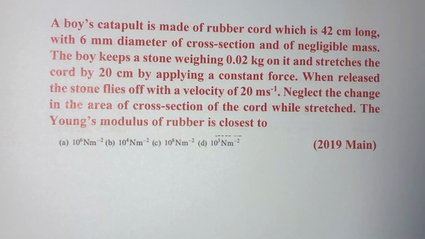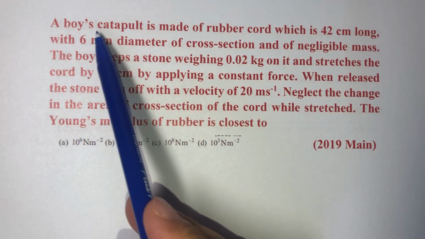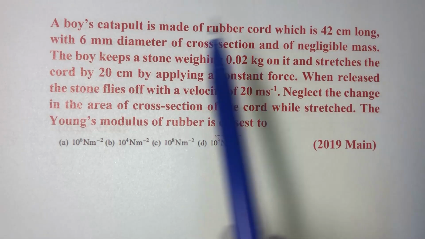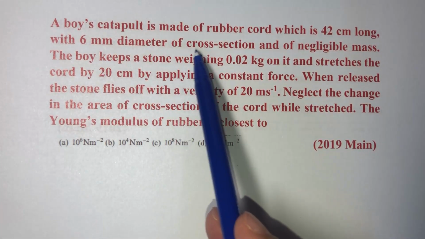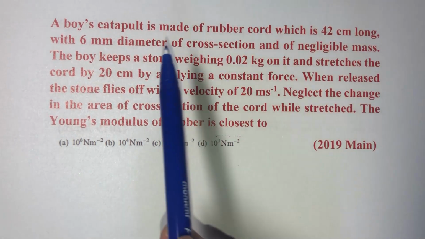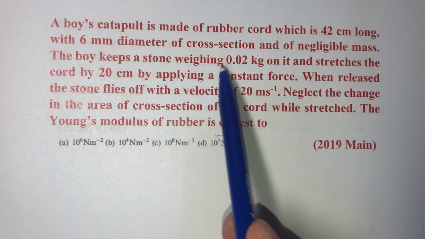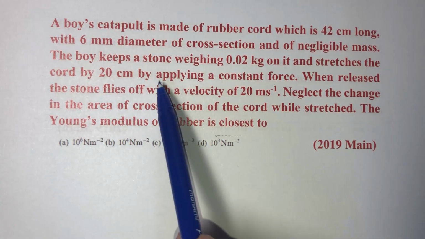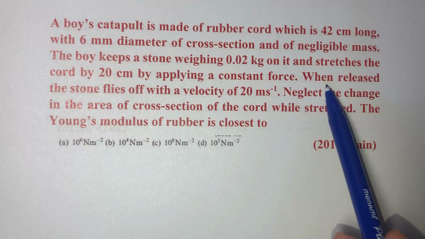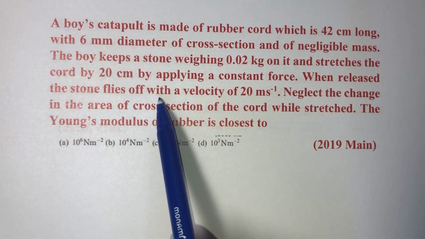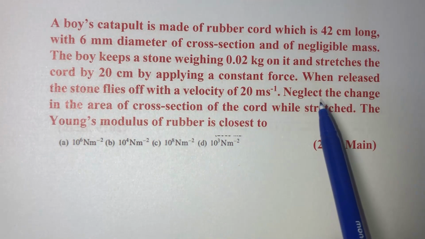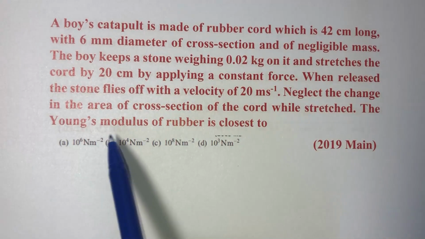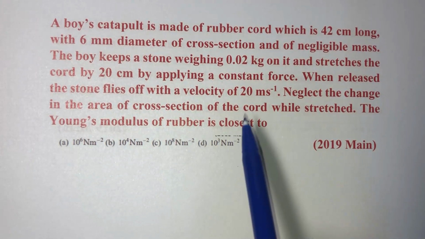Hello friends, today's question. A boy's catapult is made of a rubber cord which is 42 cm long with 6 mm diameter of cross section and of negligible mass. The boy keeps a stone weighing 0.02 kg on it and stretches the cord by 20 cm by applying a constant force. When released, the stone flies off with a velocity of 20 meters per second. Neglect the change of area of cross section of the cord when stretched. The Young's modulus of rubber is closest to.